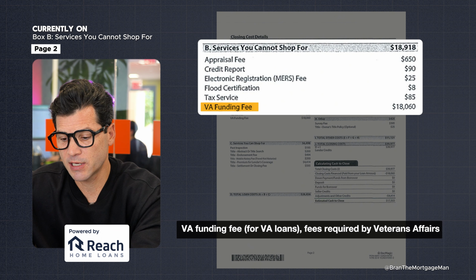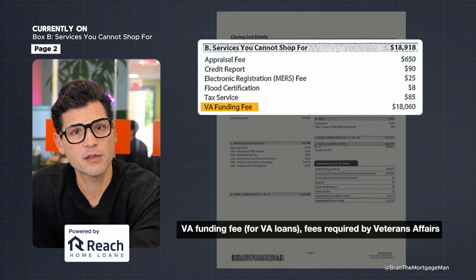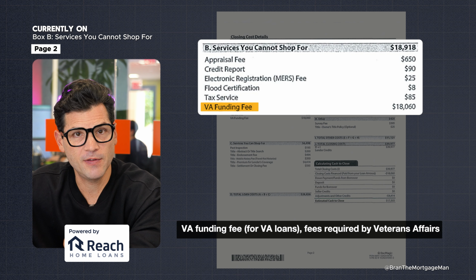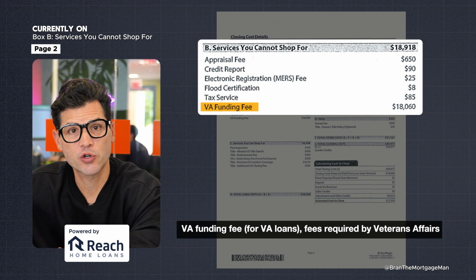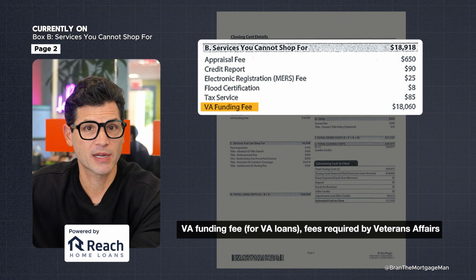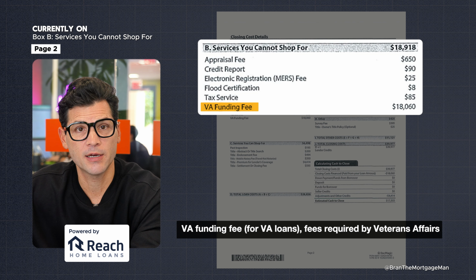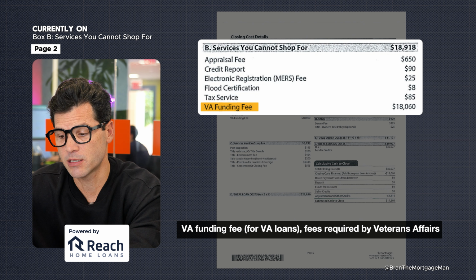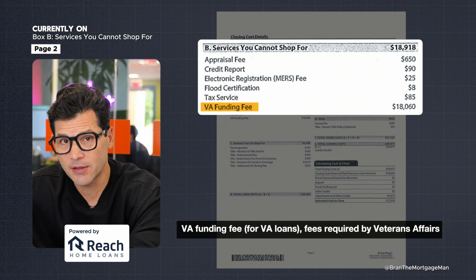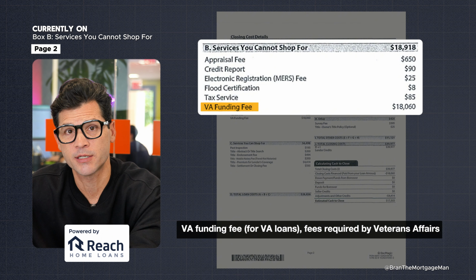So some of the big ones that stick out here, VA funding fee. Because this is a VA mortgage, this loan has a VA funding fee. That's a fee that's charged by the Department of Veterans Affairs on all VA mortgages unless you're exempt from the fee because you have a service-related or service-connected disability. In this case, the borrower does not. So they have an $18,000 fee on top of their other costs in this mortgage.